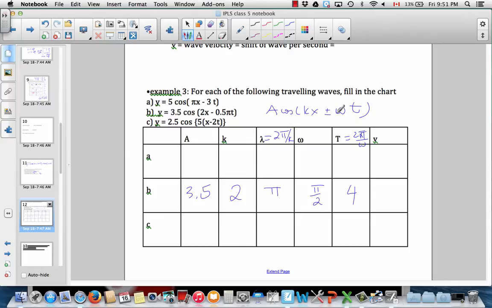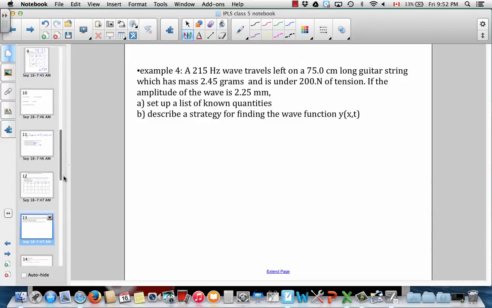Now the speed, you could find that by factoring out 2, in which case you'll get pi over 4. Or you could take the ratio of omega to k. So pi over 2 divided by 2 is indeed pi over 4. This problem we'll work on in class.